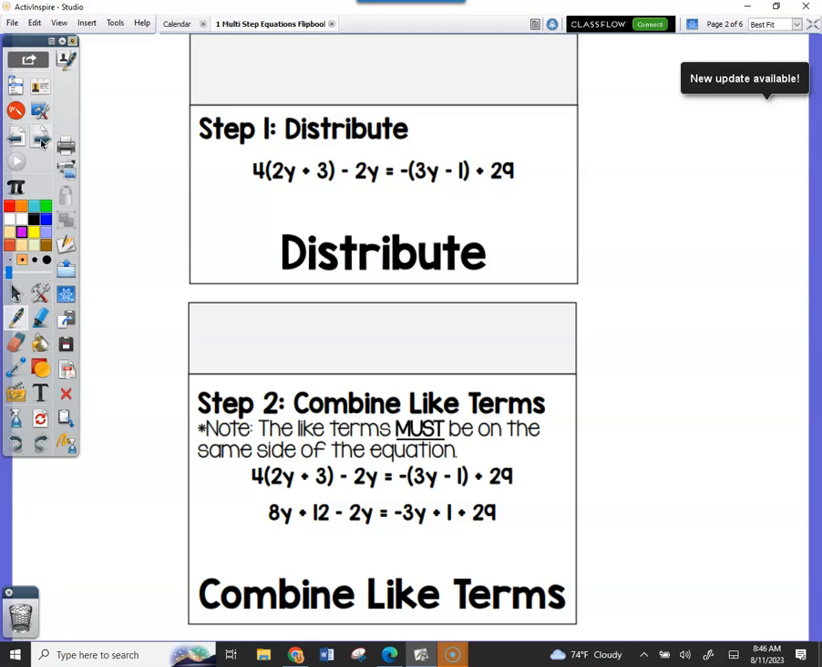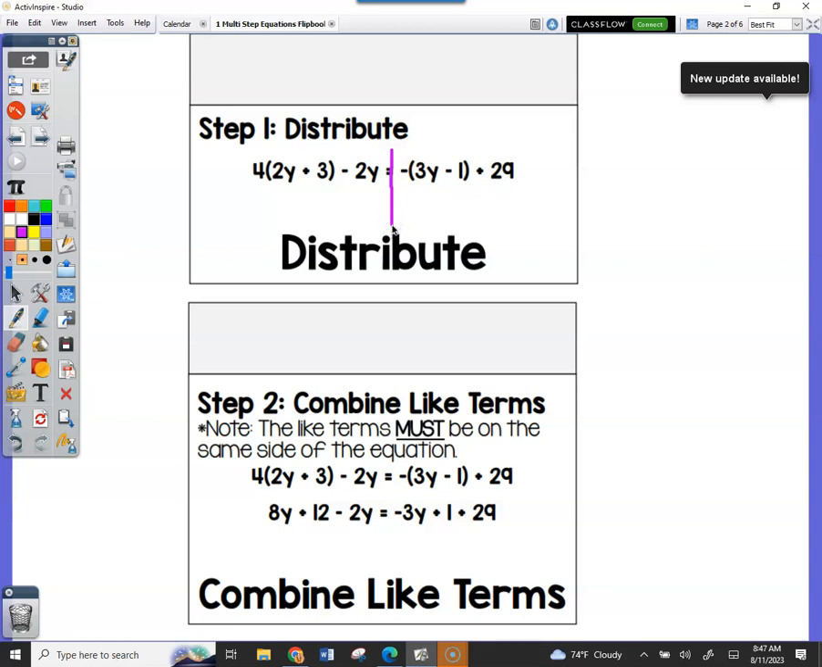So let's look at this first one. We've got 4 times (2y plus 3). Then we have minus 2y. There's our equal sign. We have a negative in front of the set of parentheses. Then we have plus 29. When we distribute, what math operation is that? Multiplication. So we're going to multiply the terms that are in front of the parentheses to everything that's in the parentheses behind it. It would help if you draw your line.